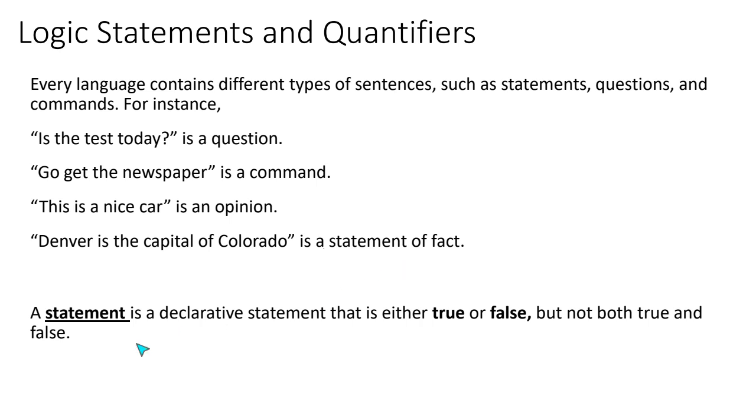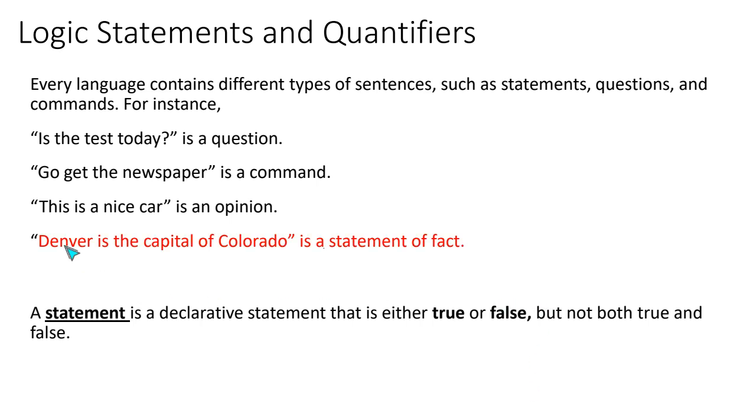So the ones that we're interested in are going to be a statement. So this is a definition for a statement for this chapter. It is a declarative sentence that can either be true or false, but it cannot be both at the same time. Okay, so when you're looking at a sentence and you're trying to decide if this is a statement, you want to ask yourself, can I say that it's either true or false, but not both? Okay, so let's do a couple of examples.